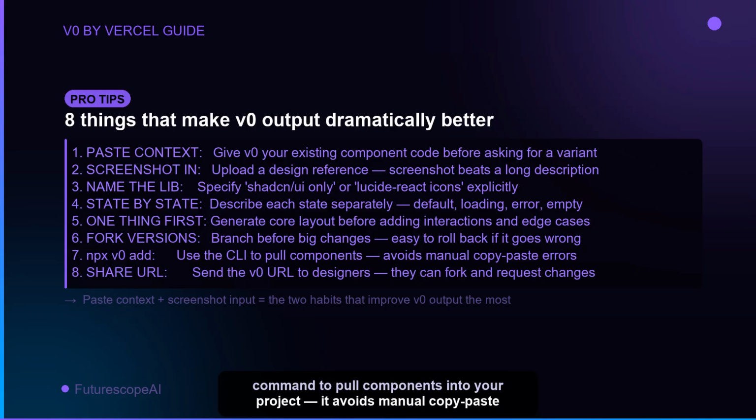7. Use the npx v0 add CLI command to pull components into your project. It avoids manual copy-paste errors and handles the shadcn dependency installation. 8. Share the v0 URL directly with your designer or PM. They can fork the component and describe their own changes without needing a code editor.